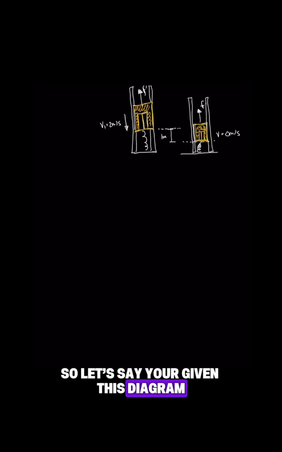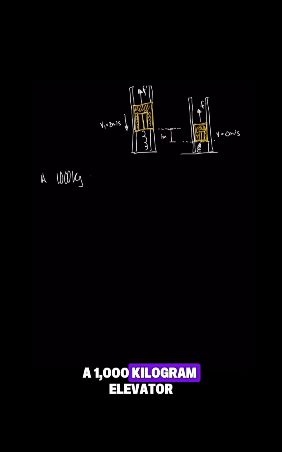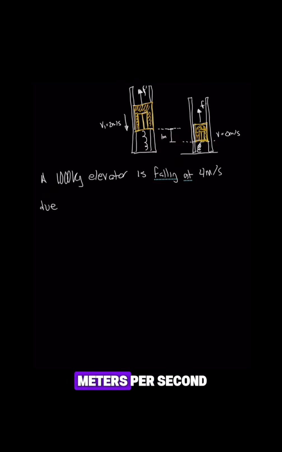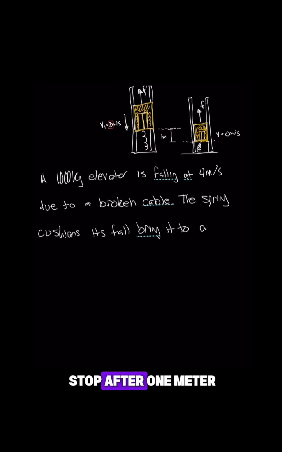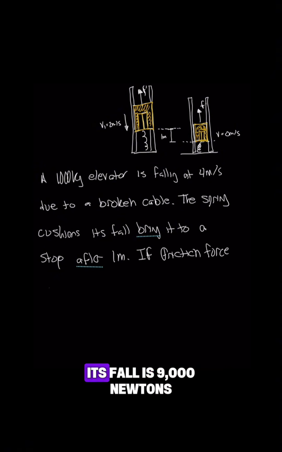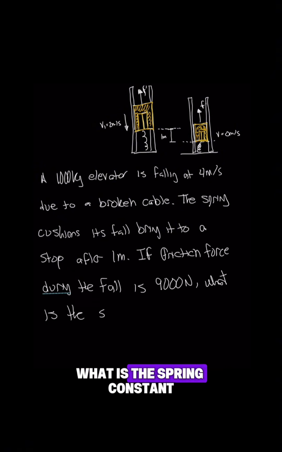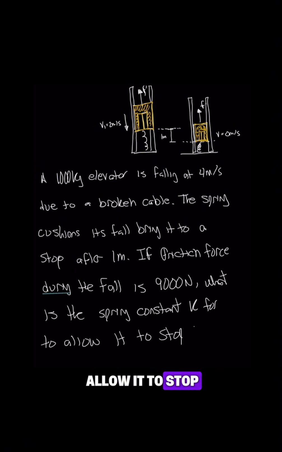So seeing this diagram here of an elevator falling attached to a spring, the question says, a 1,000 kilogram elevator is falling at 4 meters per second due to a broken cable. The spring cushions its fall, bringing it to a stop after 1 meter. If the friction force during its fall is 9,000 newtons, what is the spring's constant K for it to allow it to stop 1 meter later?